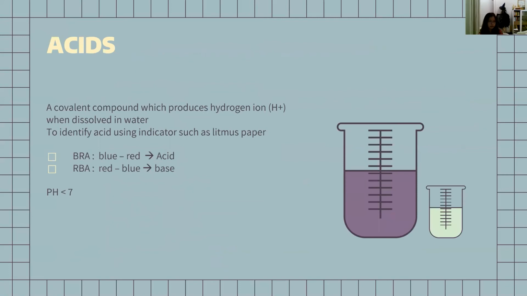Now, covalent compounds have two types, which are acids and bases. And now we're going to the acids first. Acid is a covalent compound which produces hydrogen ion or H+ when dissolved in water. So to identify acid, we can use indicators such as litmus paper. If it turns from blue to red, it means it is acid. If it's red to blue, it means it is base. So the pH of acids is lesser than 7, which is from 1 to 6. If 7, it is neutral, like water.